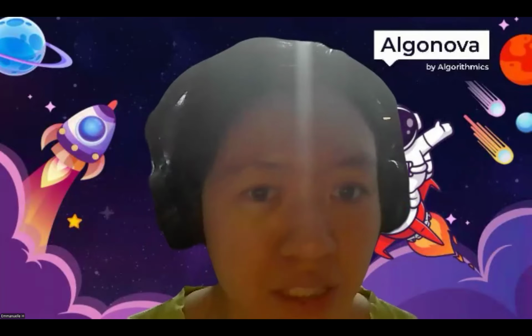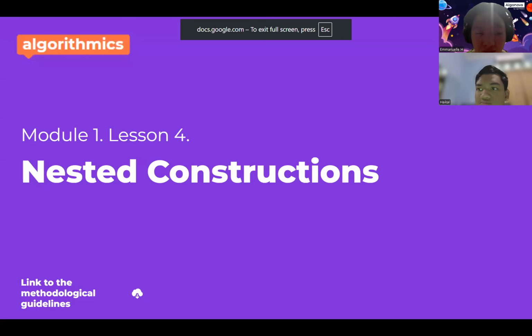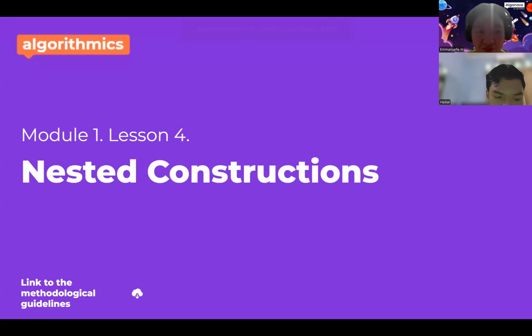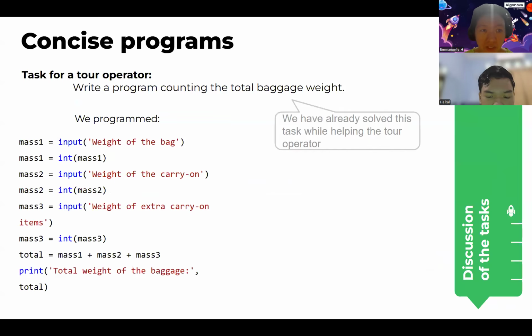Okay, let me share screen. Can you see my screen? Yes, I can. Okay, so today we learn about nested construction. Let's review what we had learned last week. Last week we did something like this: input, and then we convert it into integer because we want to do a mathematical operation. By default, input returns a string. So we cannot do a mathematical operation. That's why we need to convert it into integer.